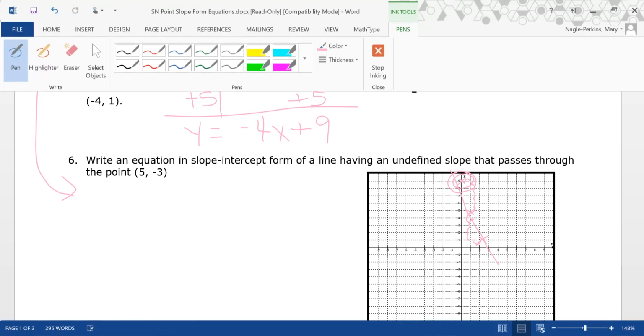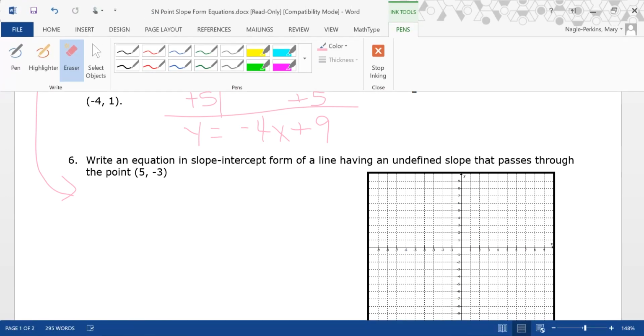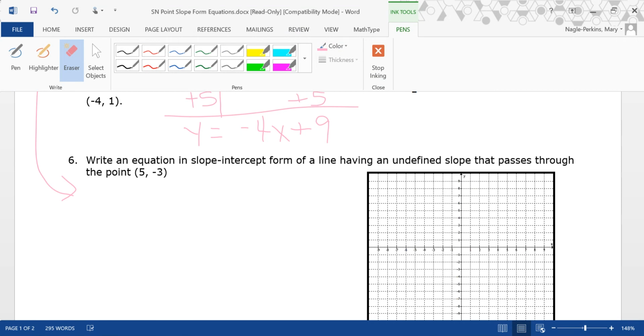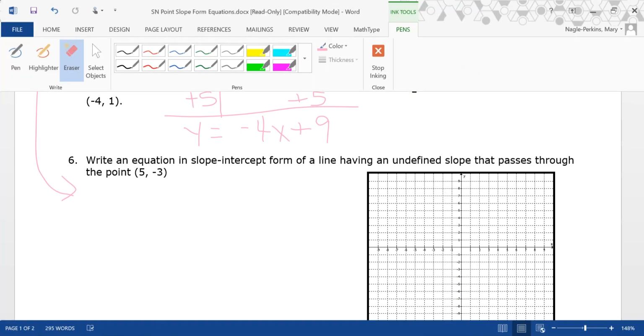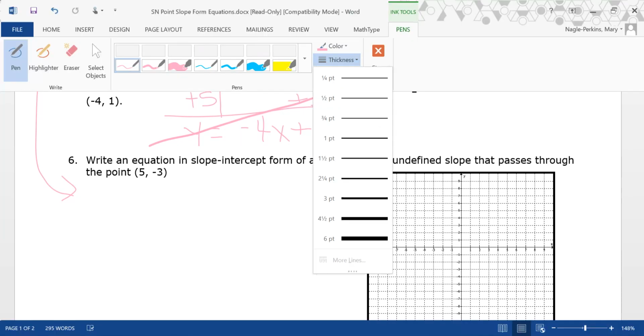Okay, let's see if I can erase that. Maybe. There, okay. So now I took out my eraser. What's up with that? Okay, so that's for my other one. Ooh, see, now it's a big fat pen. I don't want a big fat pen.